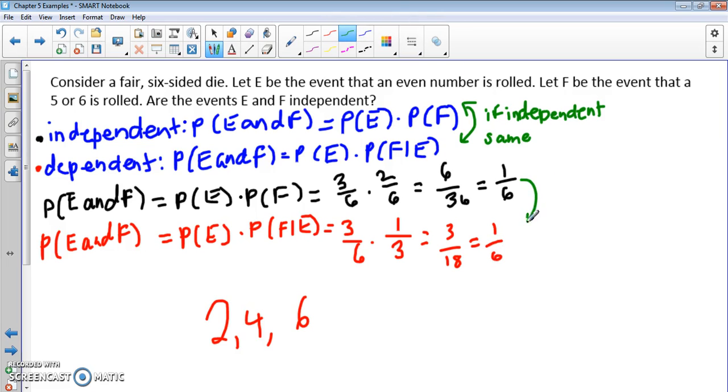So if we look at these, we notice that they're the same. So E and F are independent.